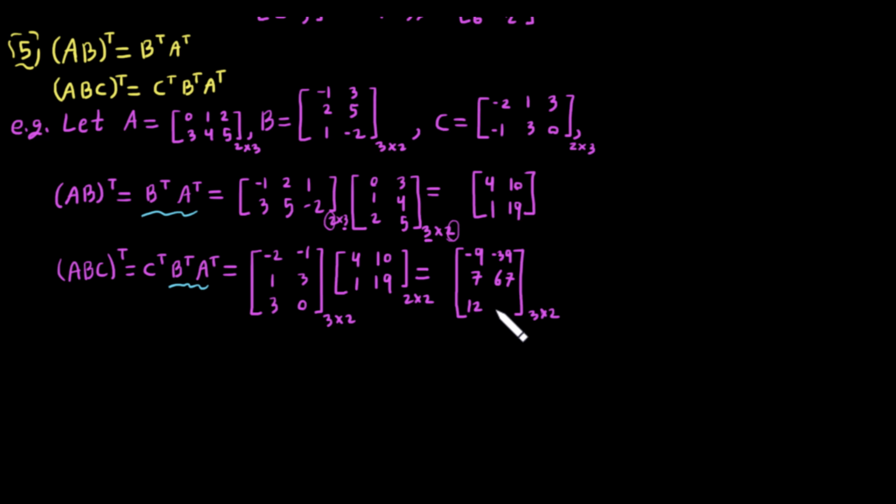To find this element here, I have to multiply this row by this column. 3 multiplied by 10, which is 30, plus 0 multiplied by 19, which is 0, 30 plus 0, which is 30. So here I have to write 30. So this way is how to find the transpose if you have three matrices like this.